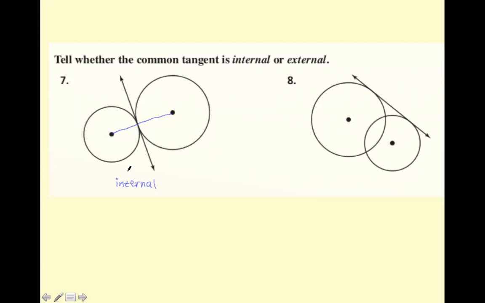All right, if I look at number 8, again, I'm going to join the centers of these two circles. And this time, if I look, the tangent does not intersect the center of the circle. So this would be an external tangent. All right, next slide.